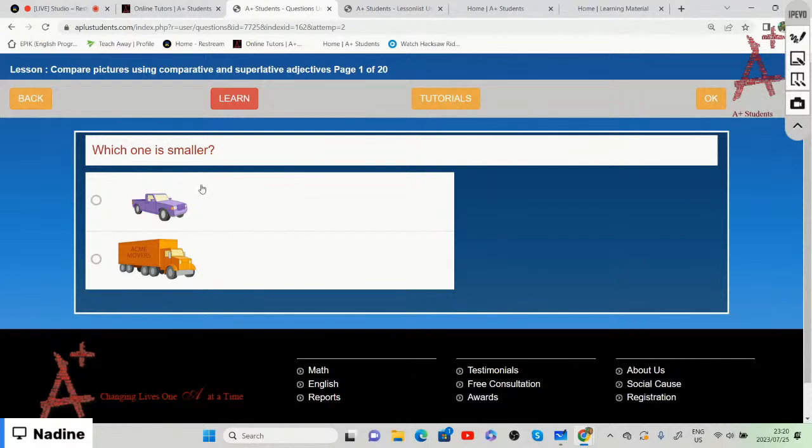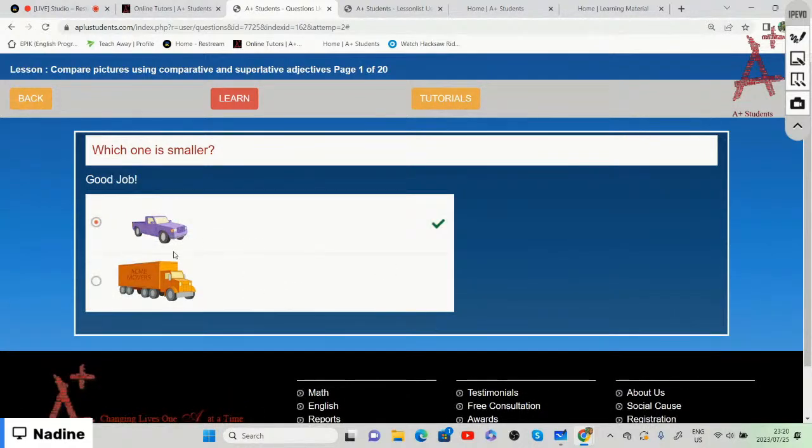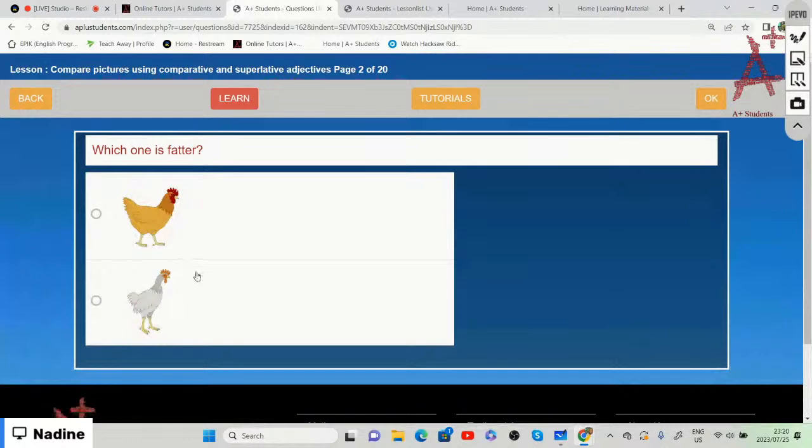If we look at both of these pictures of cars or vehicles, then we can say the top one is smaller than the big truck. We can even look at the wheels. The more wheels a vehicle has, the bigger it is. So we can say the purple car or bakkie is smaller than the orange truck. If you have that, then well done.